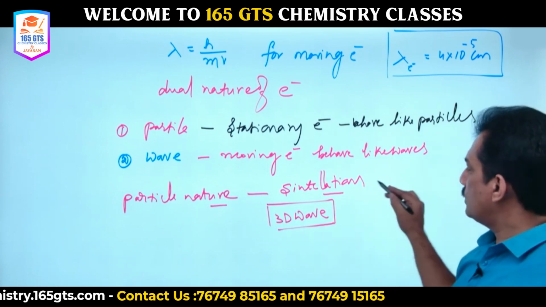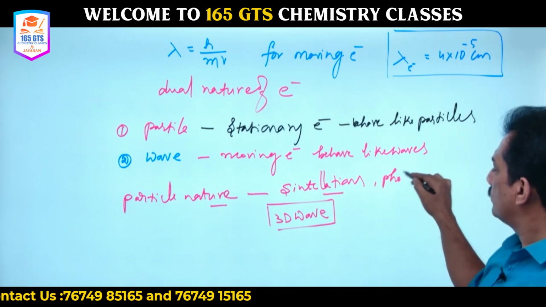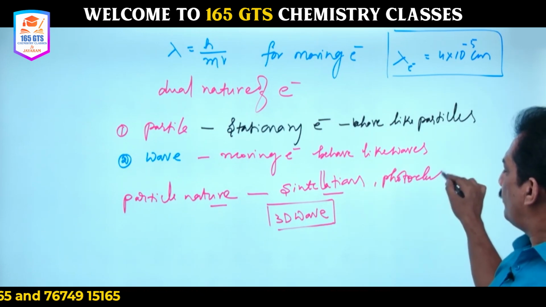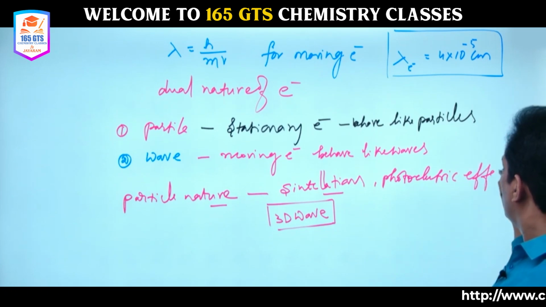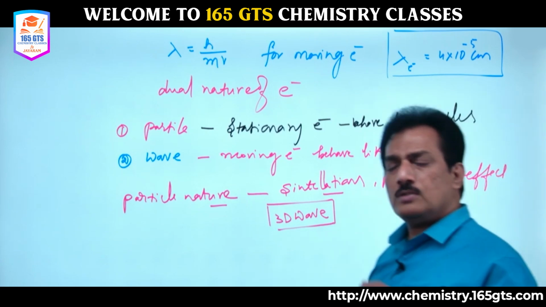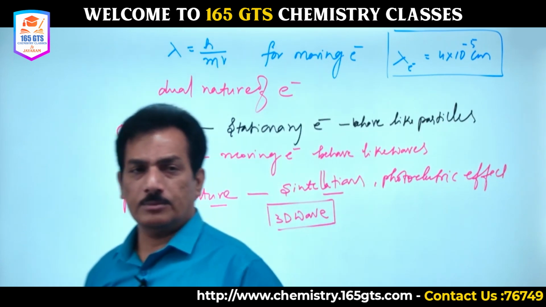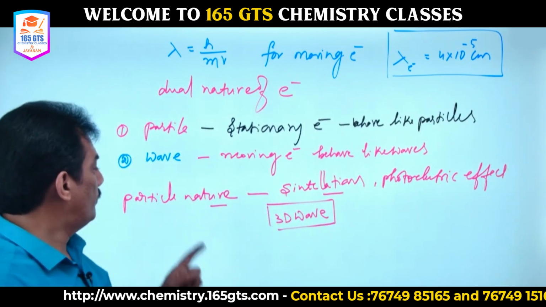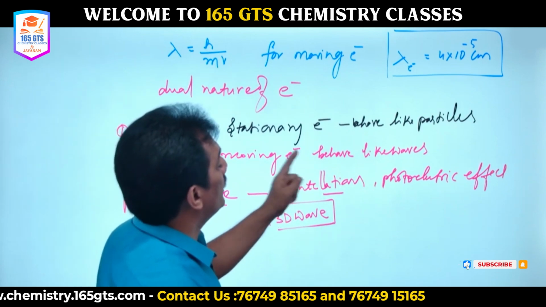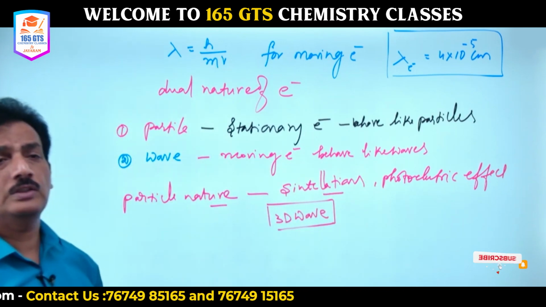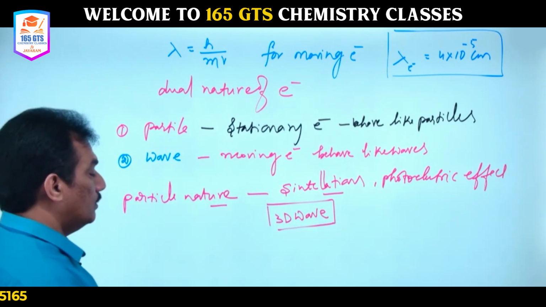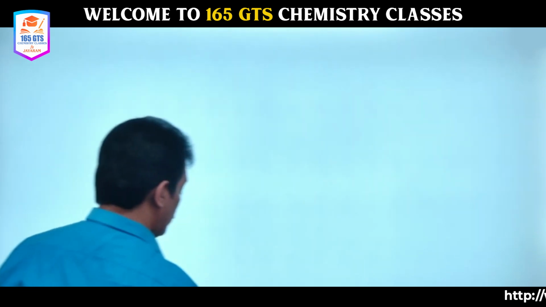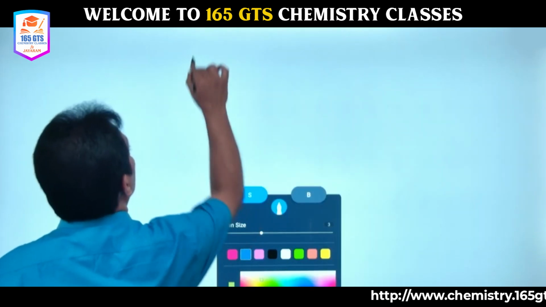Clear? And not only scintillation, the photoelectric effect also. When electrons are coming out, it is also support for the particle nature. While the electron is moving, it behaves like a wave because it is associated with a wavelength. Clear? And now, this de Broglie's wave equation.